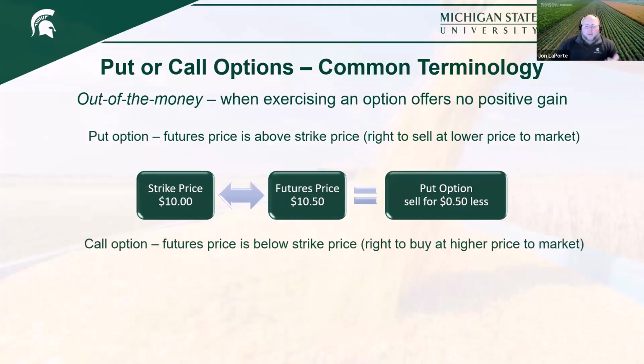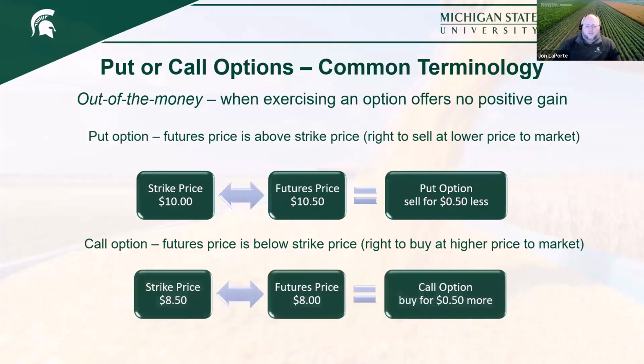We're not getting any benefit out of our ability to sell. Call options, same idea, but in this case the futures price is below our strike price, so we have the right to buy at a higher price. If we look at a strike price of 8.50 and a futures price of $8, we don't want to spend 50 cents more to buy these bushels using our call option. We would rather just spend the $8 that's available on the market now. So we're not going to exercise our call option because we're out of the money. We're not getting any kind of positive gain. So we've got in the money, making money, and out of the money, not making anything.